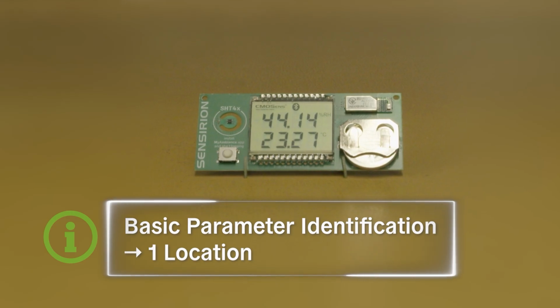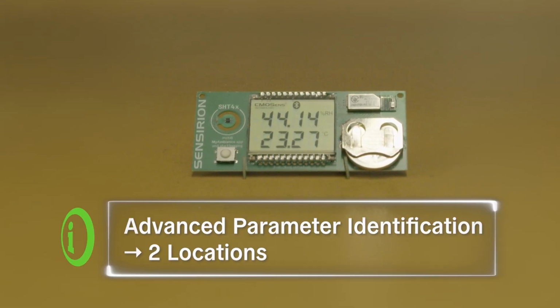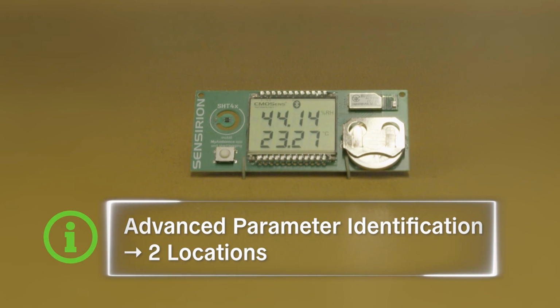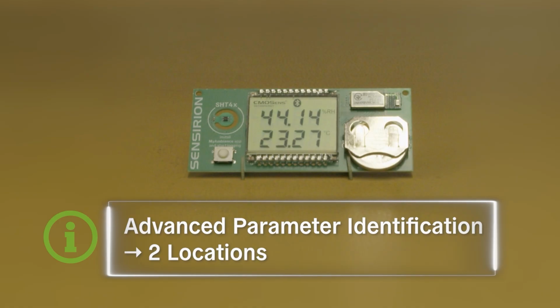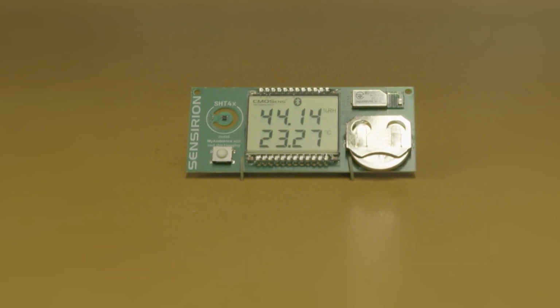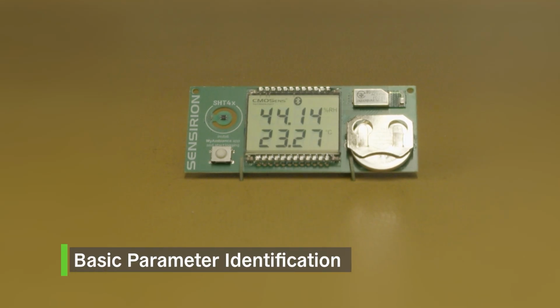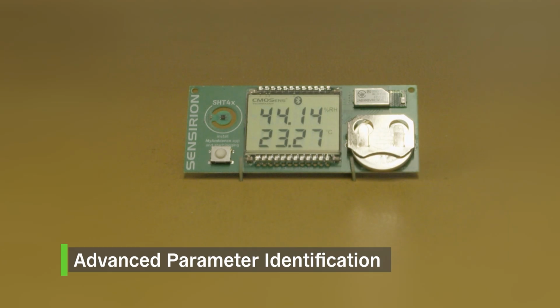For those seeking even greater precision, we'll outline a more advanced calibration method that uses two separate locations, enabling accurate calibration across a broader temperature range and faster device response to temperature changes. Throughout this video, we will refer to these approaches as the basic parameter identification and the advanced parameter identification, respectively.